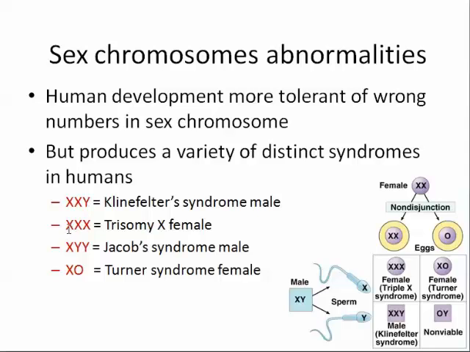Anyone who's classified as a male has a Y. You could get XXX, which would be a trisomy female. You could get Jacob syndrome, where you would have an X and two Ys. Or you could have Turner syndrome, which is where you have just an X and nothing else.